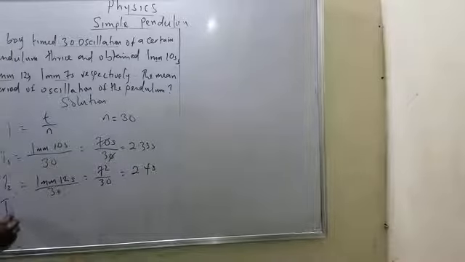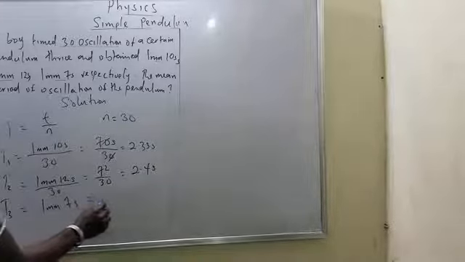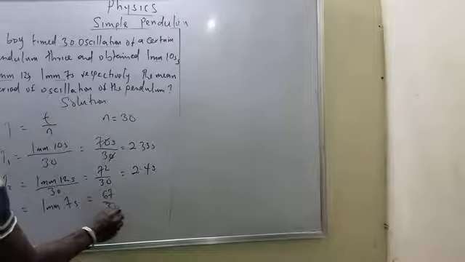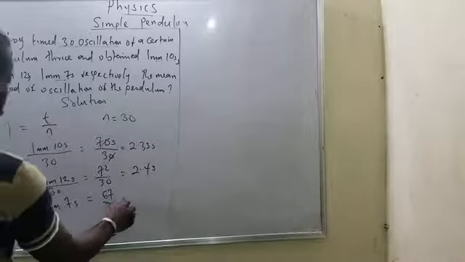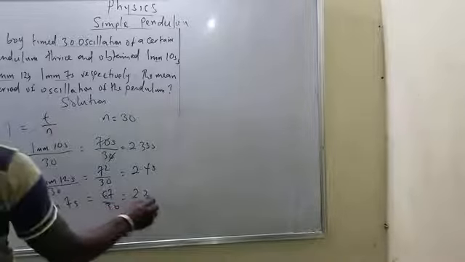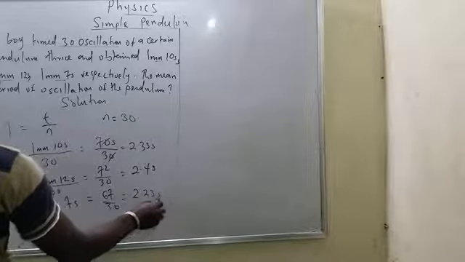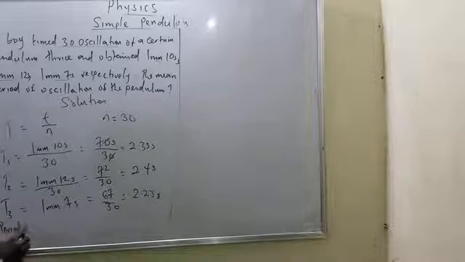Now, I'll move on to T3, which I'll be having 1 minute, 7 seconds, which will be 67 all over 30. I'm just converting to seconds before 1 minute, 1 second, which will be 2.23 seconds. Now, these are the times I have. Now, I will move on to the period. We all know that my period is known as my T.